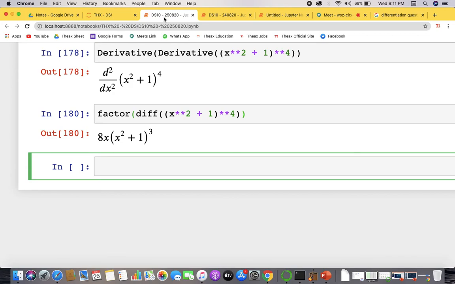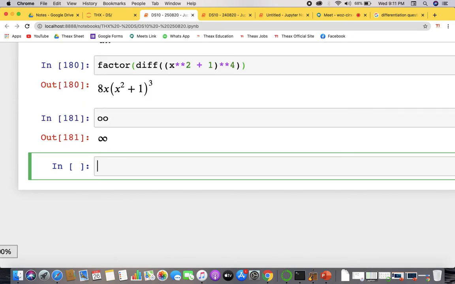Right? It's easy. Okay, now in SIMP, this equates an infinite sign.